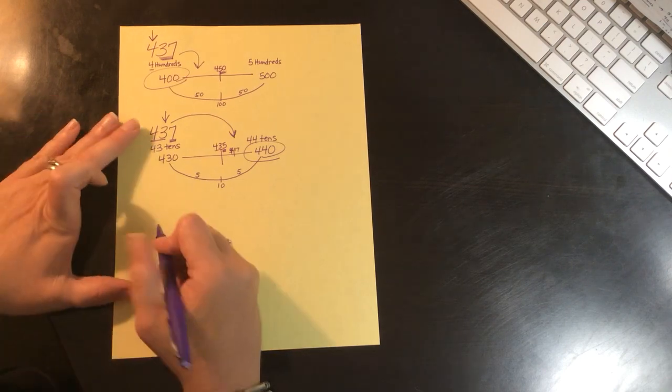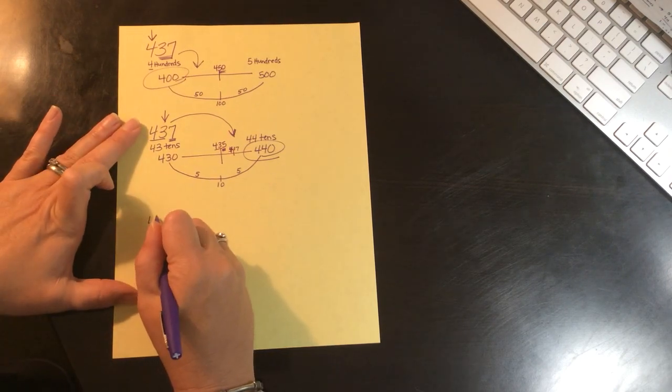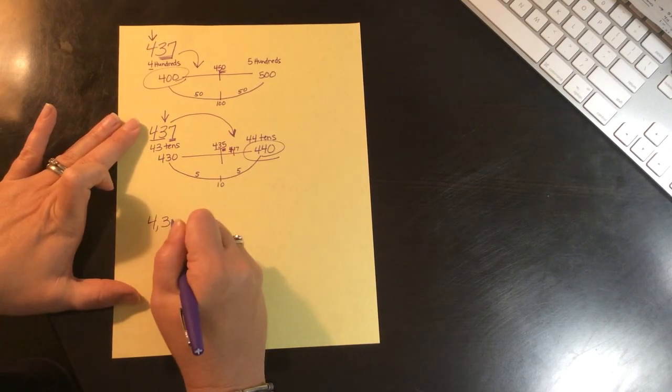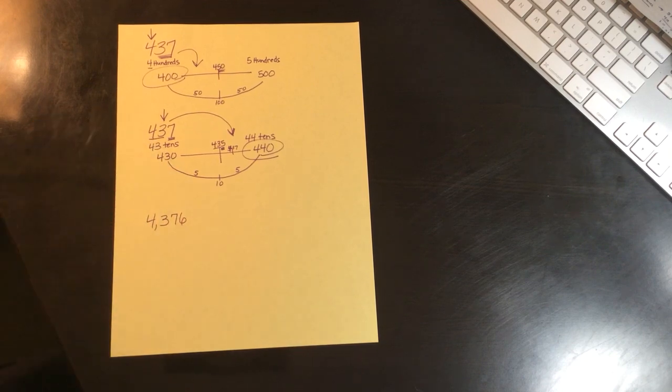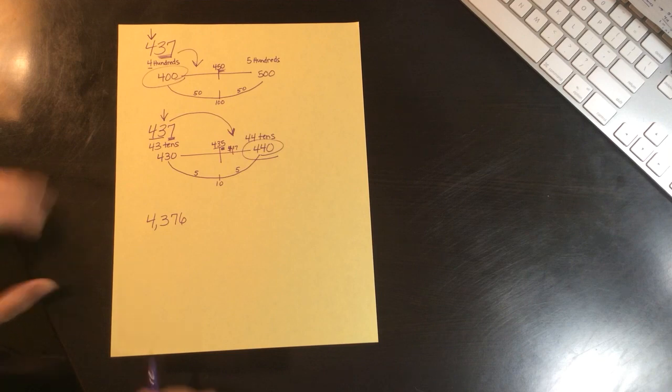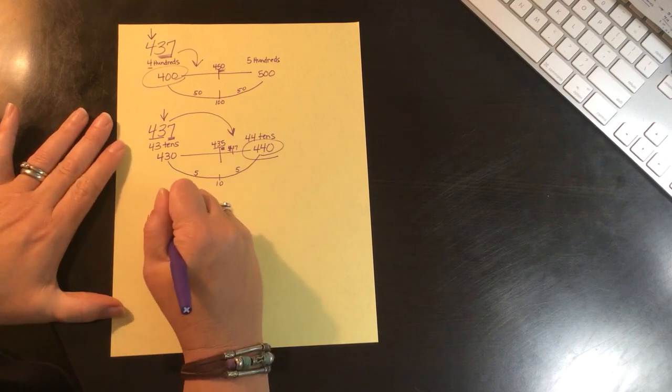All right, let's bump this up. This is still third grade. I'm going to move my original value to a thousands place. The standard for rounding in third grade is round to the nearest 10 or 100. So let's say we want to round this to the nearest 100.